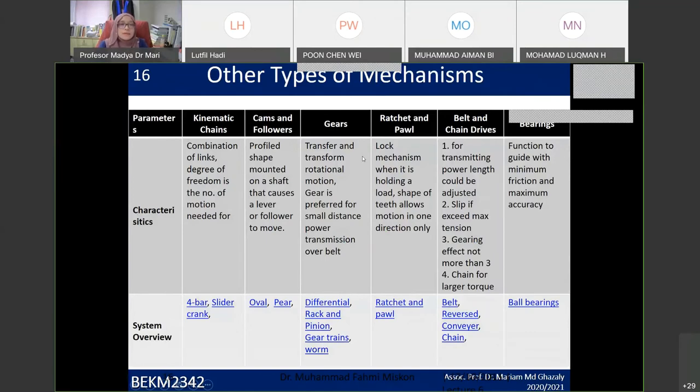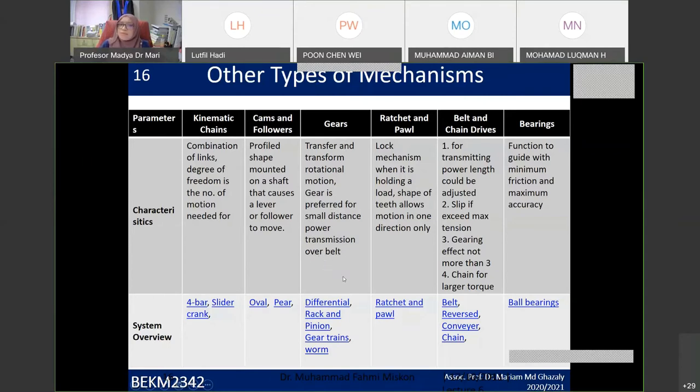So let's look at the types of mechanism that we have. We have the kinematic chain, combination of links, cam follower, gear, chain and sprocket, belt drive, and the rims. All of these things, you can read through. So what is it for? For example, kinematic chain is a combination of links, degree of freedom is the number of motions needed for motion. For gears, transfer and transform rotational motion. And gear is preferred for small distance power.